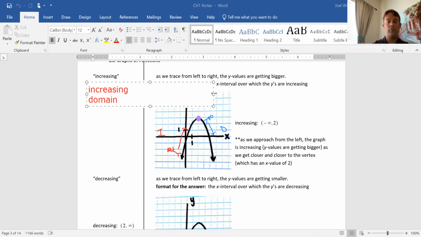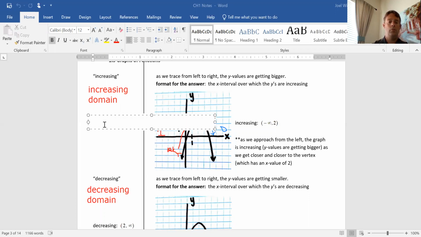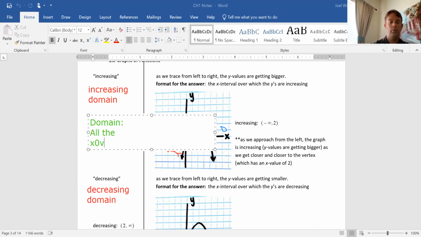Now, the proper name for increasing and decreasing is actually the phrase increasing domain, and decreasing is actually the phrase decreasing domain. And if you remember, domain refers to all the x values. So let's maybe make a note of that somewhere. Domain, all the x values.